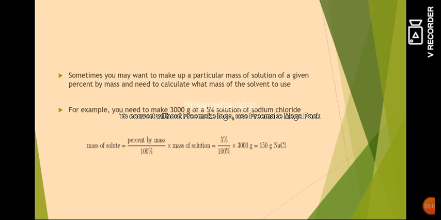You need to weigh out 150 gram of NaCl and add to 2850 grams of water. Notice that it was necessary to subtract the mass of NaCl, that is 150 gram, from the mass of the solution, that is 3000 gram, to calculate the mass of water that needs to be added.